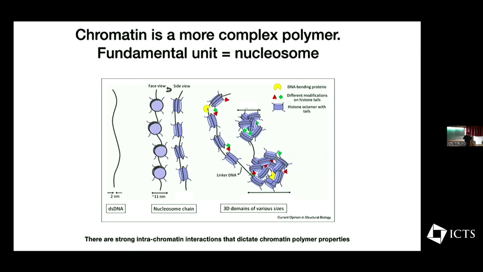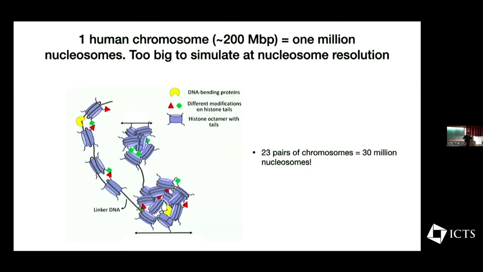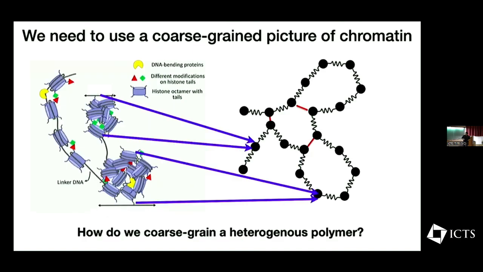However, what we cannot do is simulate the entire chromosome at the nucleosome scale, because there are millions and millions of nucleosomes. One chromosome itself is more than 1 million nucleosomes, and the whole genome is like 20-30 million nucleosomes. So we cannot study the whole chromosome or whole genome at the nucleosome scale. So one has to have a coarse-grained model to study chromatin as a polymer.